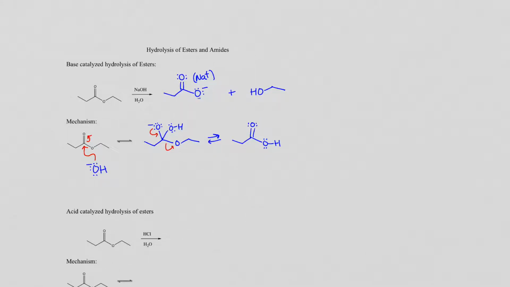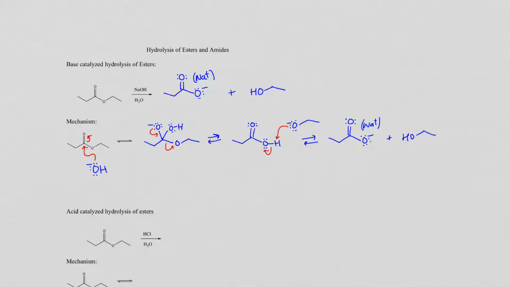And then this ethoxide is actually going to take this hydrogen proton, I should say, off the carboxylic acid. So then our products are the carboxylate, and again we could argue the sodium is there, and ethanol. Cool. Now acid-catalyzed hydrolysis is a little bit more complicated.